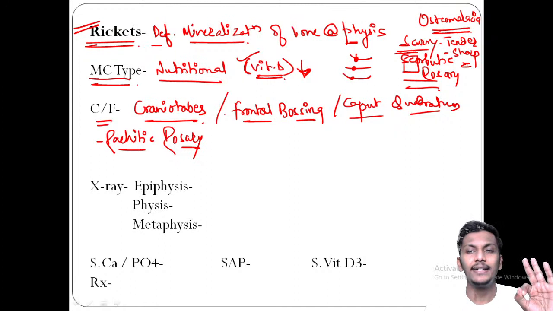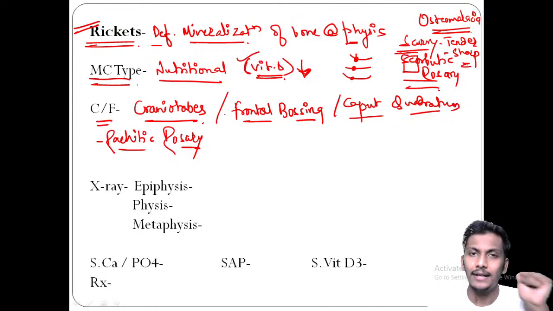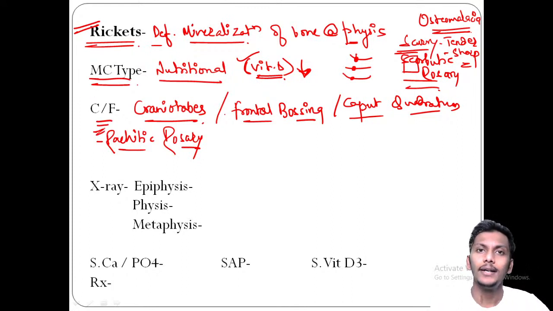So what are the three important findings in scurvy? In scurvy, the scorbutic rosary is usually tender, that is painful, sharp and angulated. Whereas in cases of rickets, the rachitic rosary is non-tender, not painful, it is rounded, and it is not sharp. Please remember this. That is your rachitic rosary.